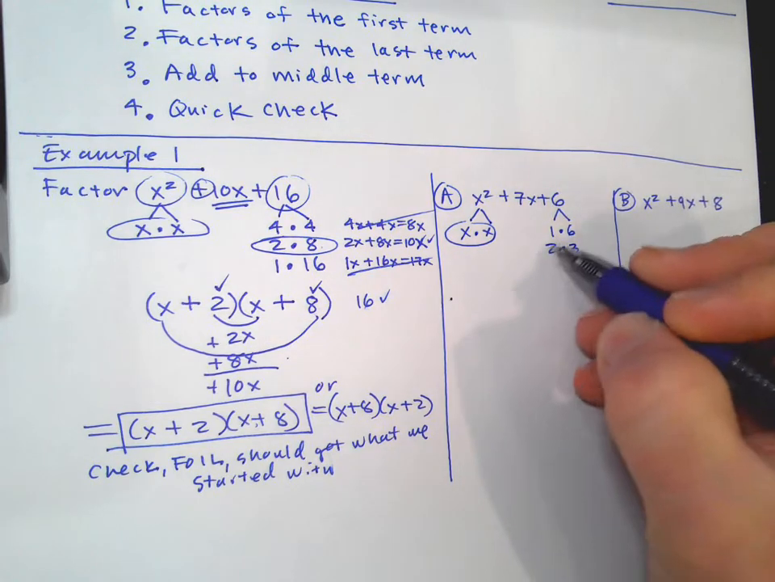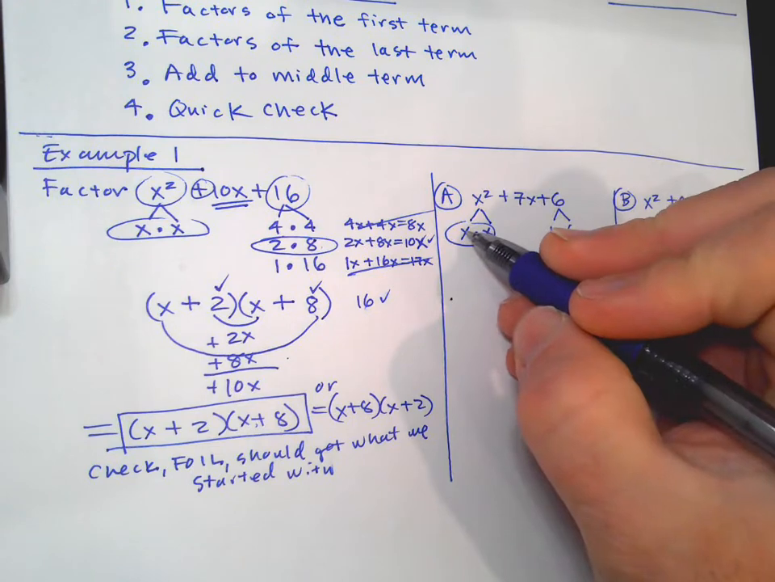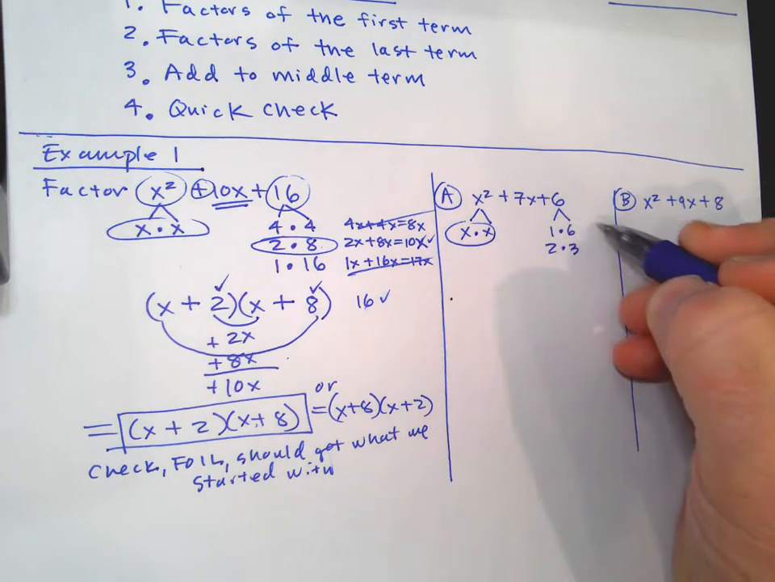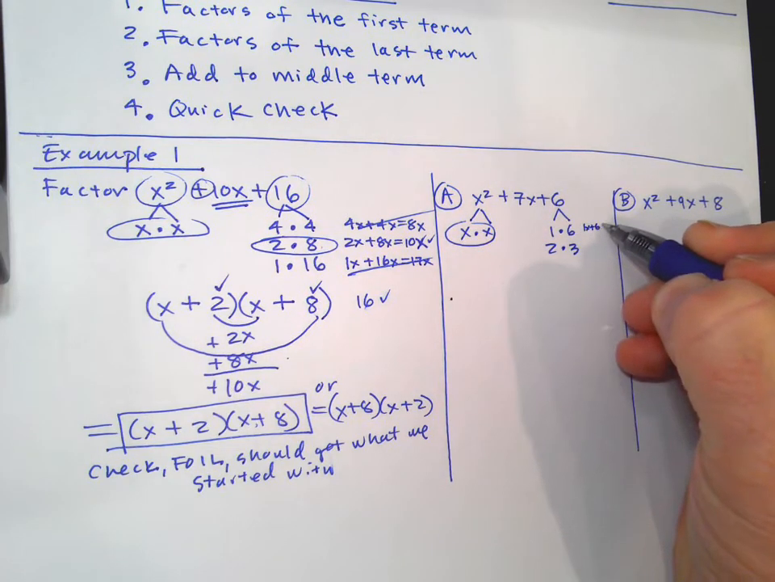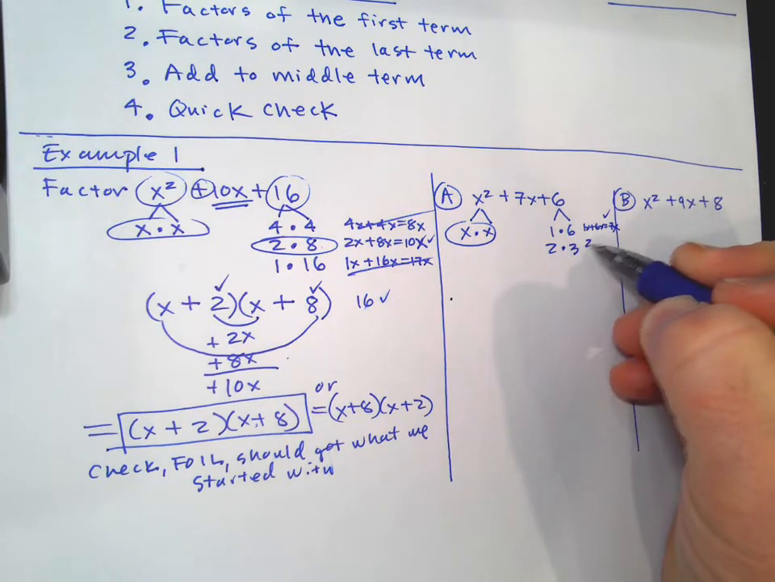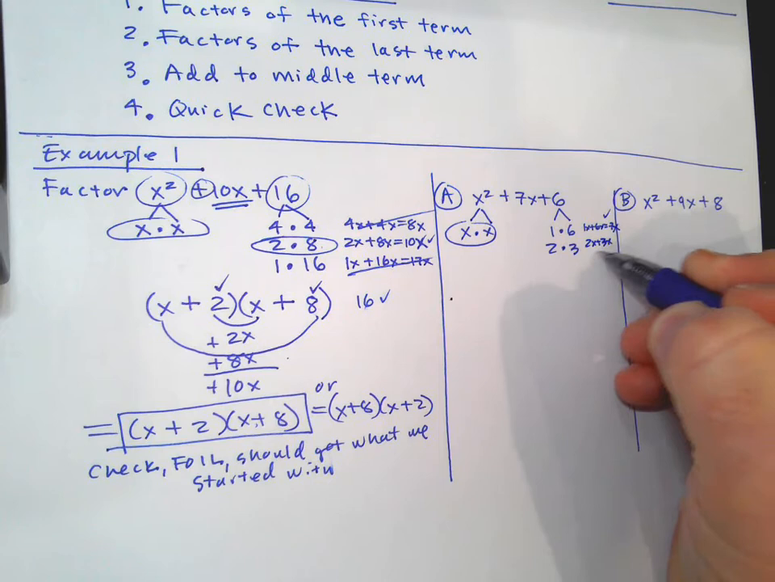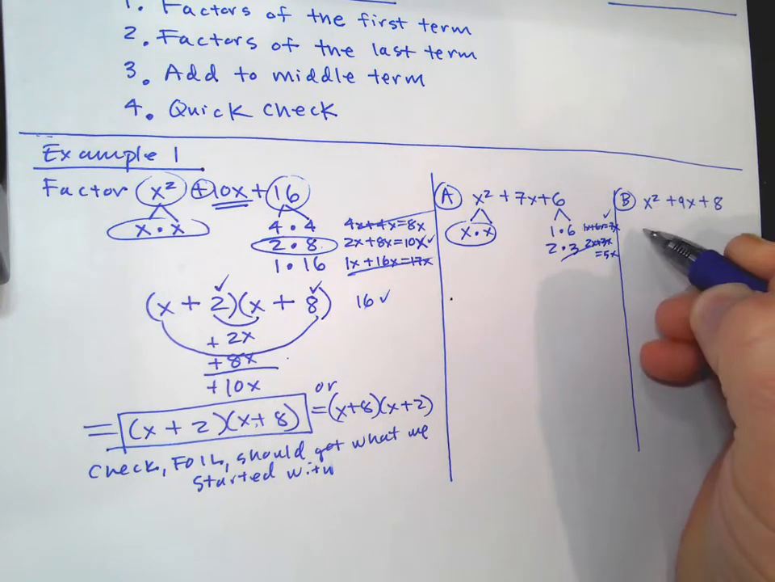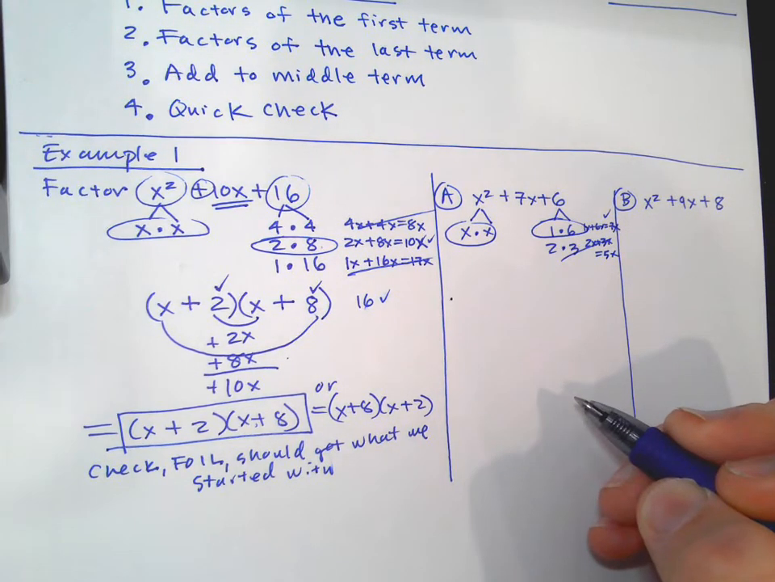We want the pair that gives us 7x. So if we do 1x and 6x, that gives us 7x. Not that we're going to write this in the future. And this one will give you 2x and 3x, which will give you 5x. So that's not good for this one. So that's the pair we want.